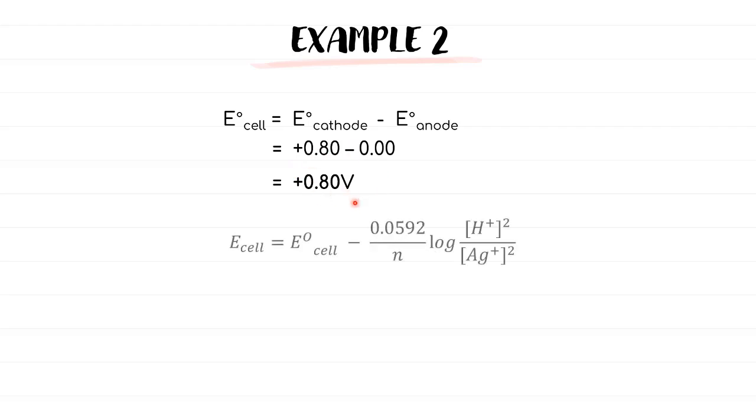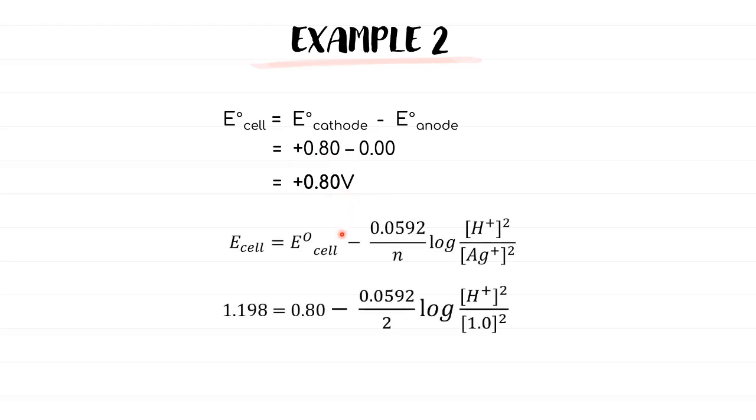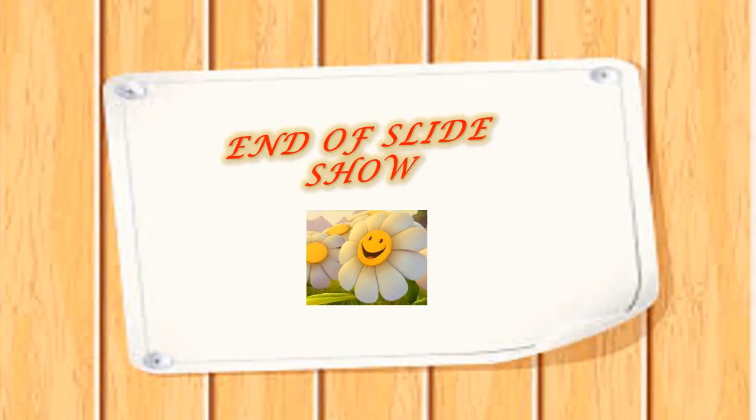So we need to rewrite the Nernst equations and substitute all the values given. We have E cell, E naught cell, number of electrons, and concentrations of Ag plus. We are left with only concentrations of H plus. And lastly, our concentrations of H plus to be obtained equal to 1.89 times 10 to the power of negative 7 molar. That's all for today's lecture.